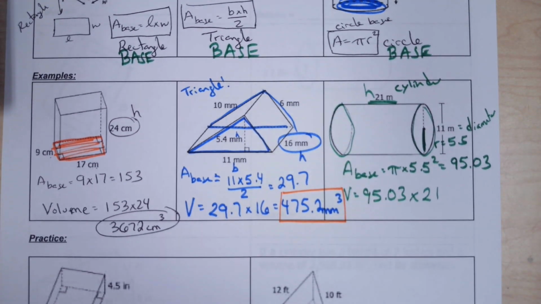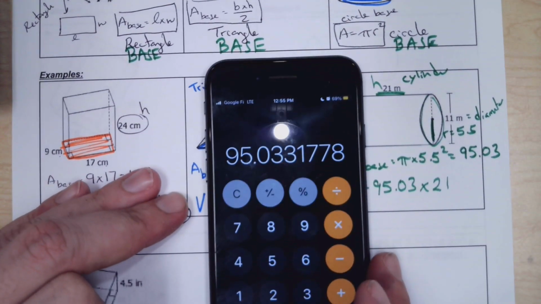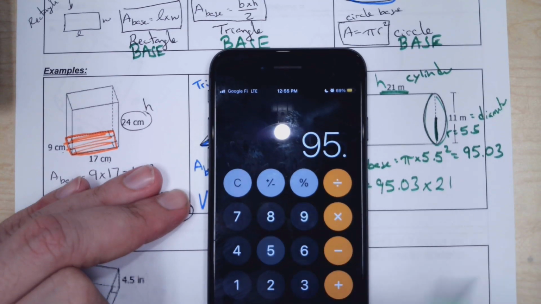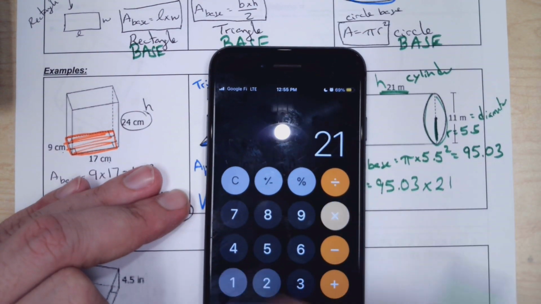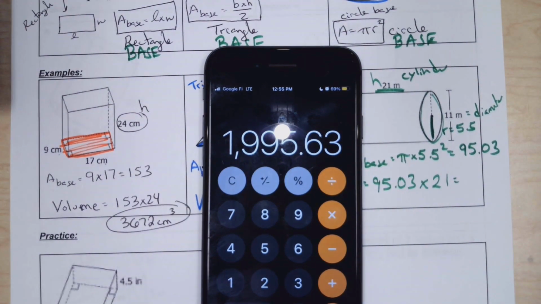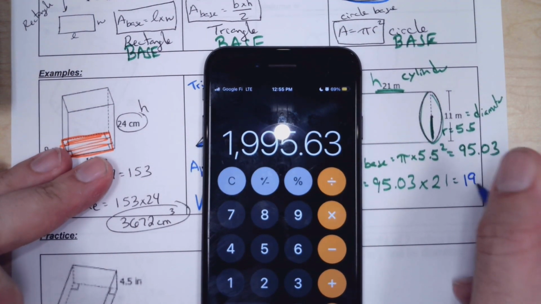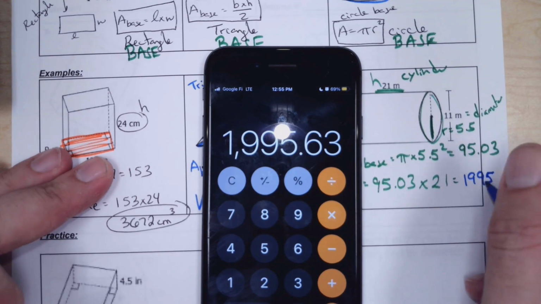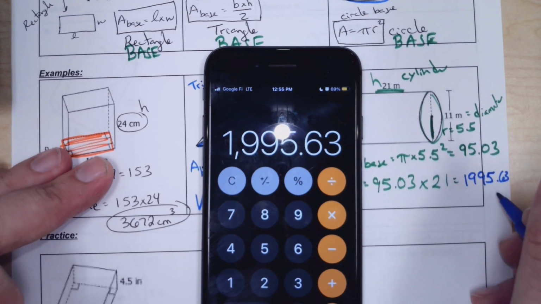So back to the calculator. 95.03 times 21, big number. So 1995.63 meters cubed.